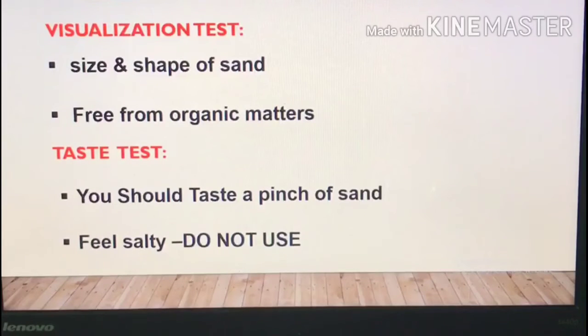The second test is taste test. You take some sample of sand and taste it. If you feel salty, that means salt must be present in sand. Don't use this type of sand for construction work.